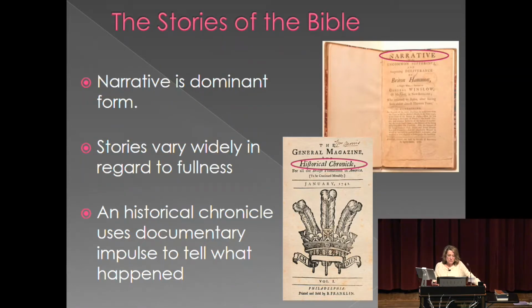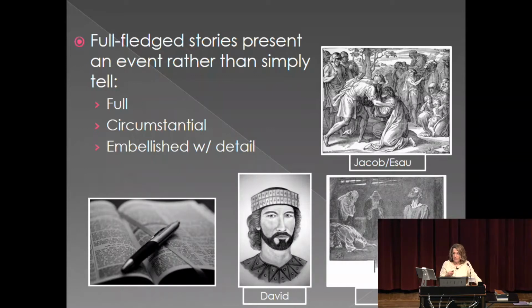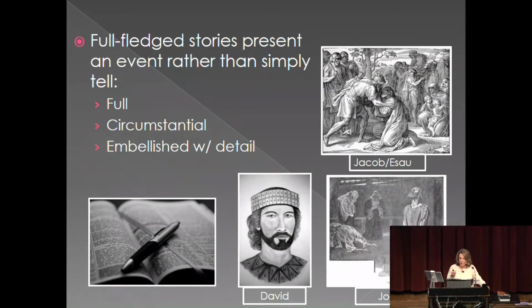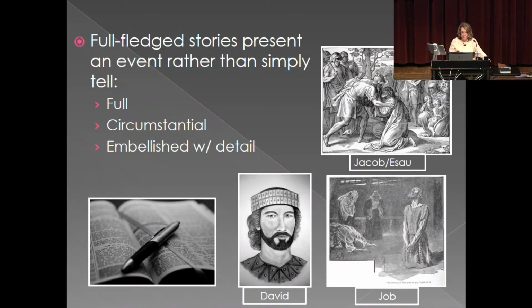But we also know that the stories are also in historical chronicles, and we have studied those as larger stories and smaller stories within the larger. So we have full-fledged stories that present an event rather than simply tell it, and they use all the modes of good, effective story writing techniques. Some are full, some are circumstantial, and they are embellished with detail, whether they're the long historical narratives or the shorter ones that we studied, the story of the birthright.